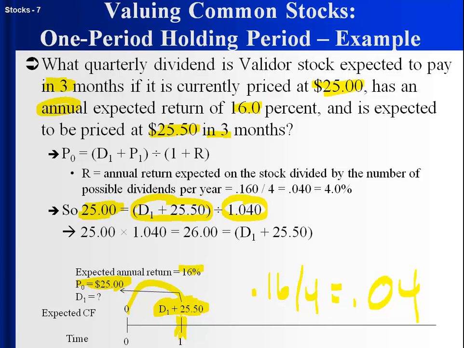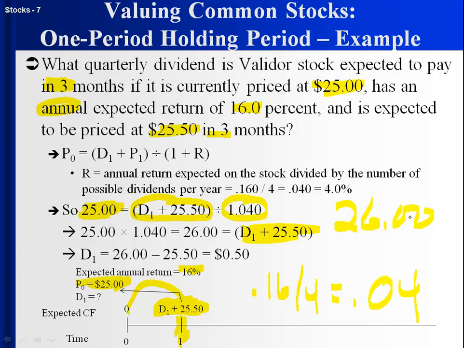So now it's just algebra. Multiply both sides by 1.04, and that's actually $26, and that's equal to D1 plus $25.50. Subtract $25.50, and we expect a dividend of 50 cents. So again, if we expect to get paid a dividend of 50 cents in 3 months, and we expect to get $25.50, we would expect to have $26 in our pocket in 3 months, and 26 divided by 1.04 is worth $25 today.